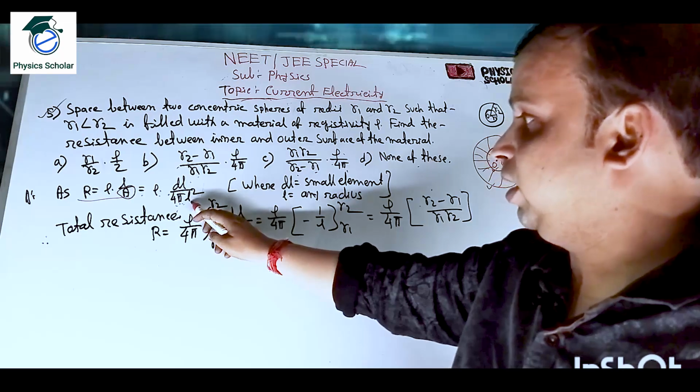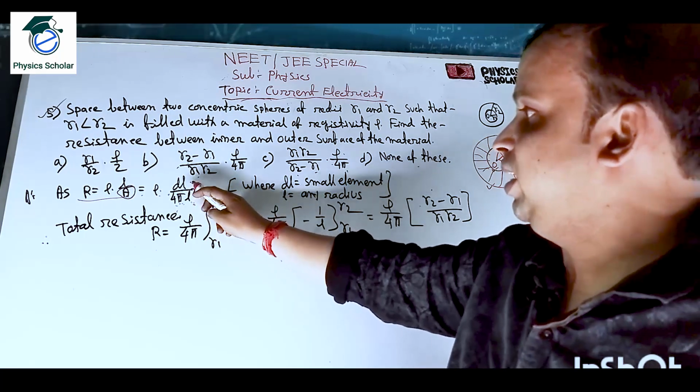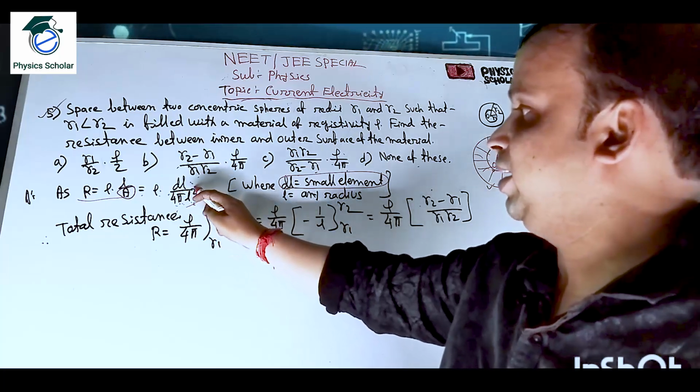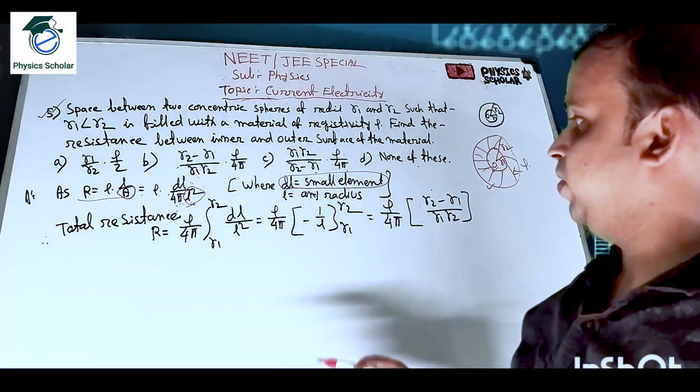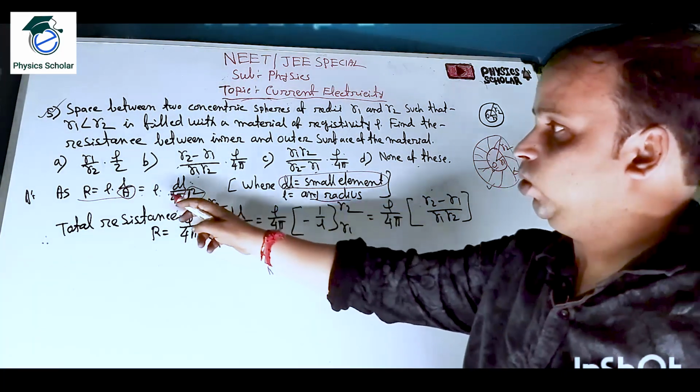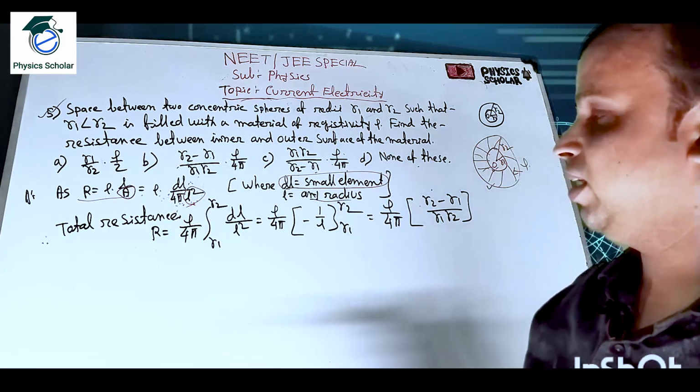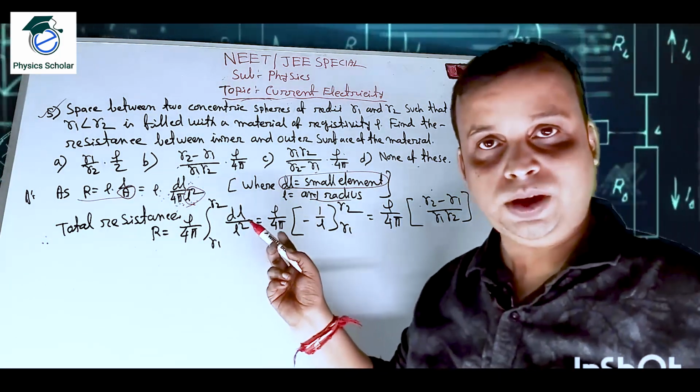So here we are assuming it as L. So dl means the small element, and L means the radius, any radius of the circle. So what we can write for the sphere? Rho into dl by 4 pi L square. Clear? As the sphere is there, 4 pi r square is the formula.